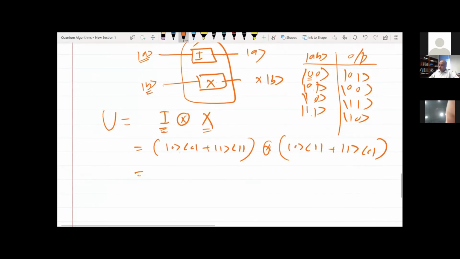And now using the tensor product, I can find this state again. So this 0 into 0 is 1, so I get 0 into 1. This 0 into 1 is 0, so this product goes away. This 1 into 0 goes away. This 1 into 1 will give me 1 into 0.